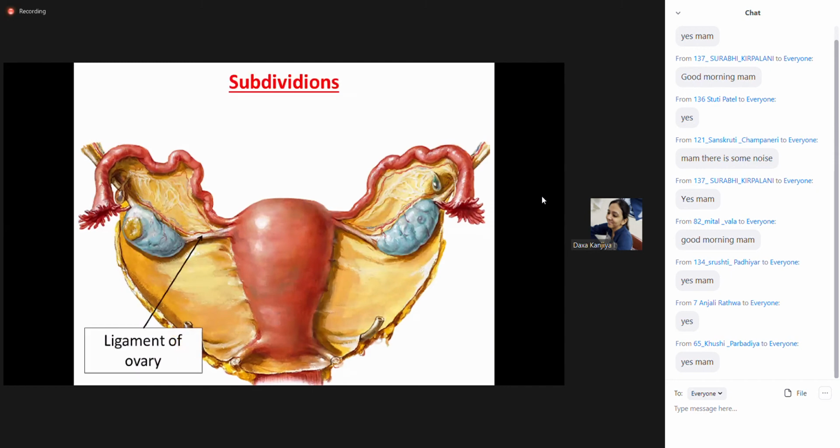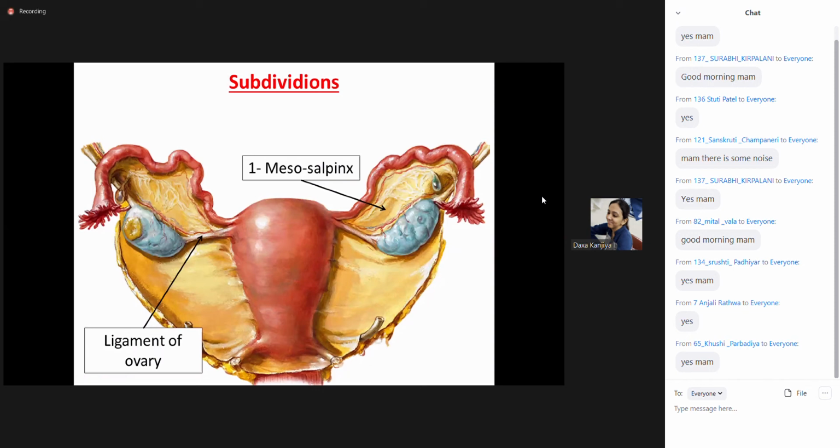Now let us see the various subdivisions of the broad ligament of the uterus. If it is asked in a short note, you have to mention the 4 subdivisions. Now there are 2 ligaments related with the ovary. Medially, this is the ligament of the ovary, and laterally the suspensory ligament of the ovary. Now let us see the subdivisions. The first one is in between the uterine tube and ovary. This subdivision is the mesosalpinx.